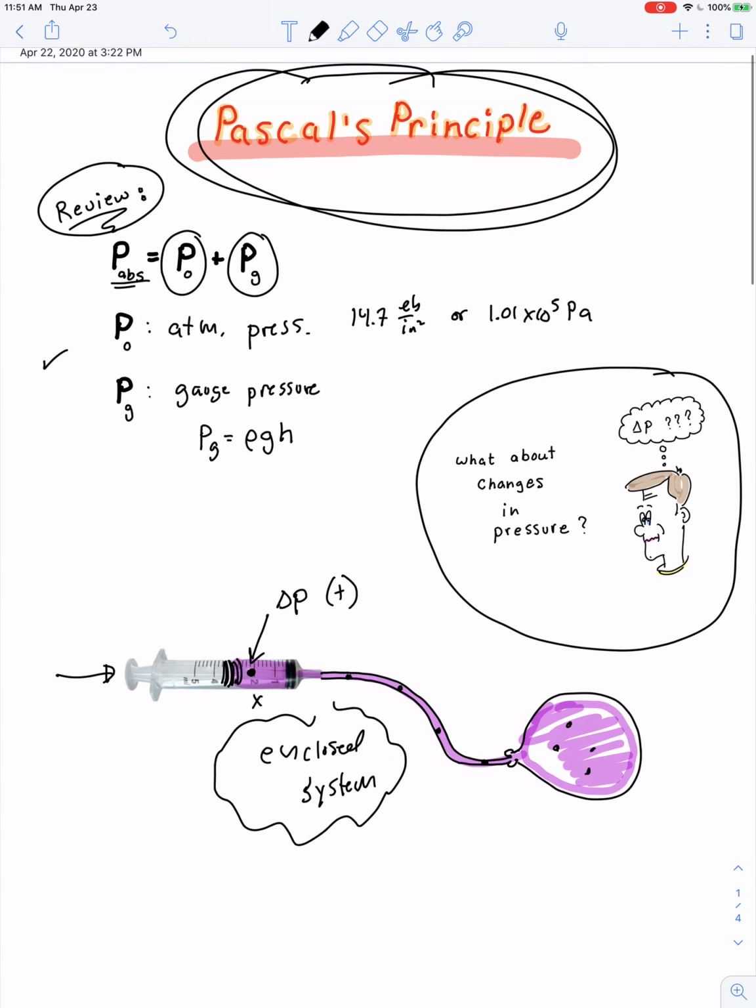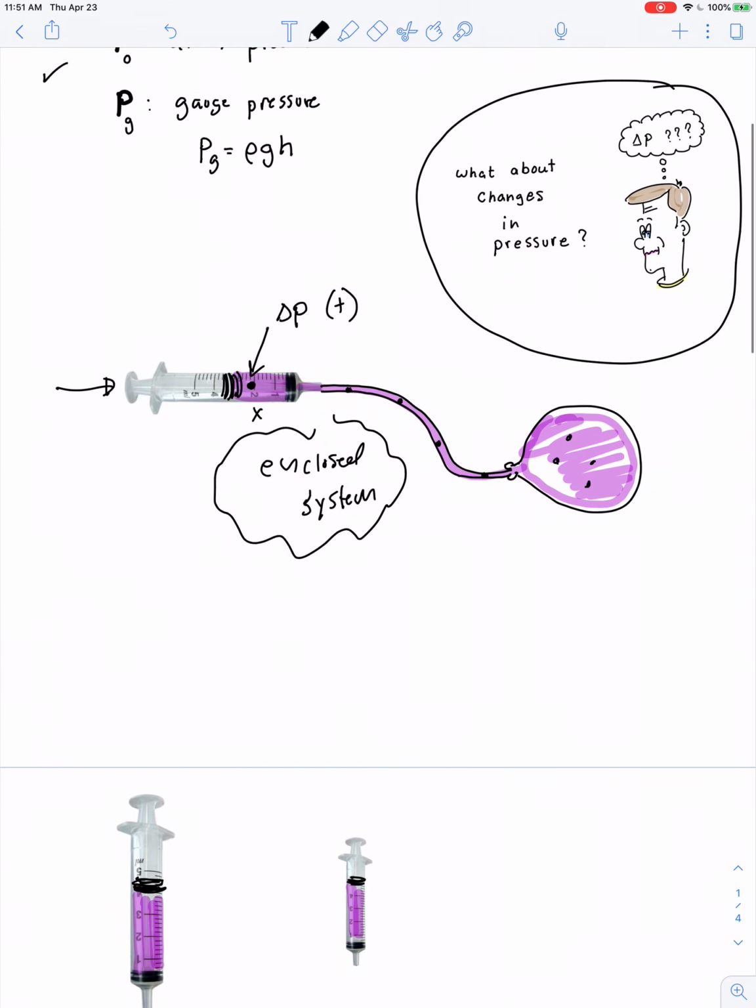It's a principle that applies to enclosed systems. How does this increase in pressure here compare to the increase in pressure at the other end? It turns out whatever the change in pressure is at one point is the change in pressure at all points. Changes in pressure are transmitted undiminished to all points within the enclosed system.